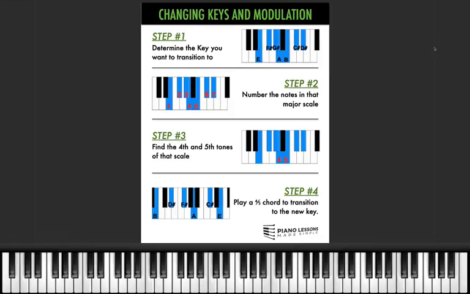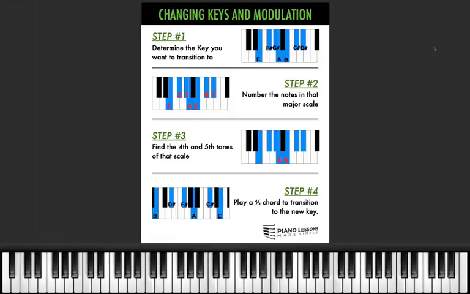So the first thing that we have to do is determine the key that we want to transition into. We're already in the original key that we're playing in, which is the key of C, but we want to go up into the key of D. So we said the notes in that key: D, E, F sharp, G, A, B, C sharp, and D. That's the key that we want to move into, that's step 1. So you find that key first.